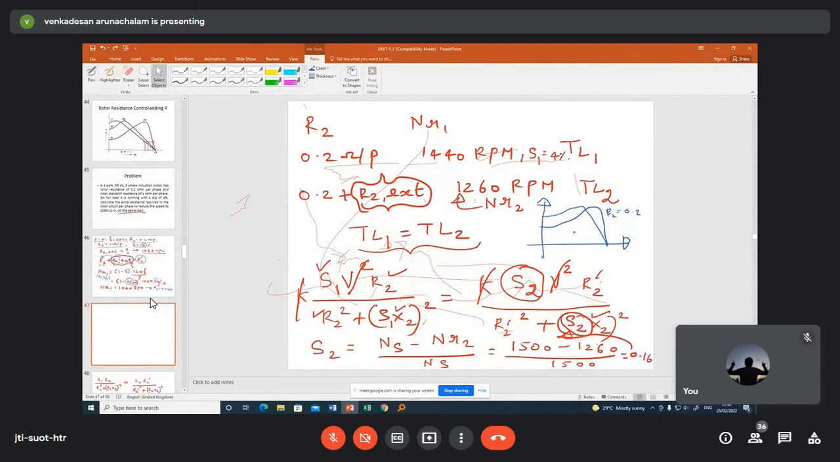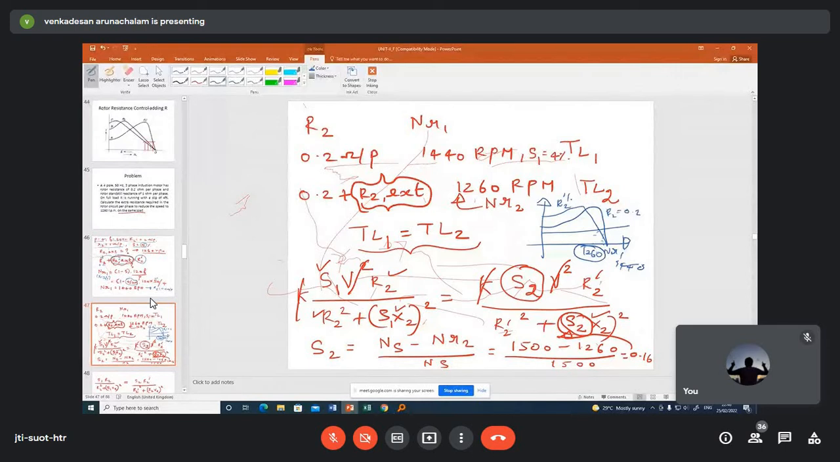The load torque is, that is the meaning. So this is the point N_R1, that is 1440 RPM, and this is the point they have given, 1260. To get 1260 RPM, what would be R2 double dash?